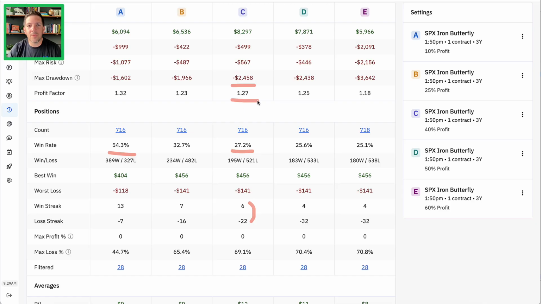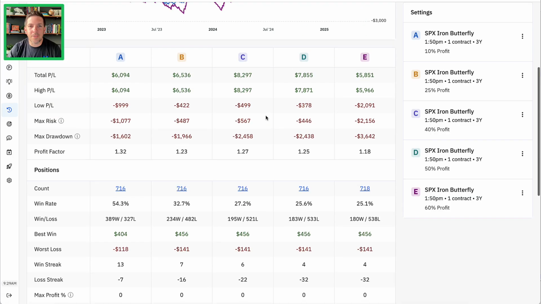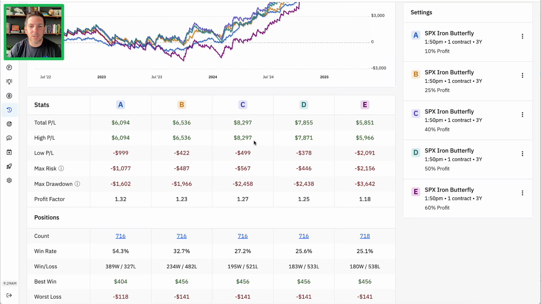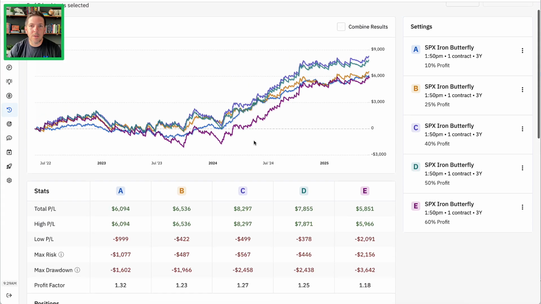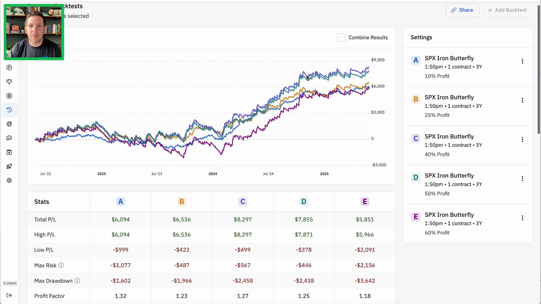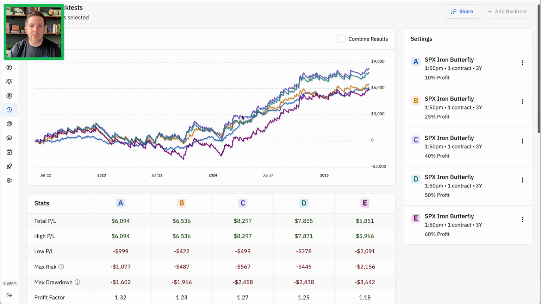So pretty good profit factor here, 1.27 as well, and it definitely had the highest P&L overall. So it was definitely a very interesting strategy. This is C right here. You can see it spent most of its time above the zero barrier. You did go through a couple periods where it just felt like you were chopping around a little bit, but hey, if you're running it with bots, you don't feel that experience. You can just let your bots continue to run the strategy.